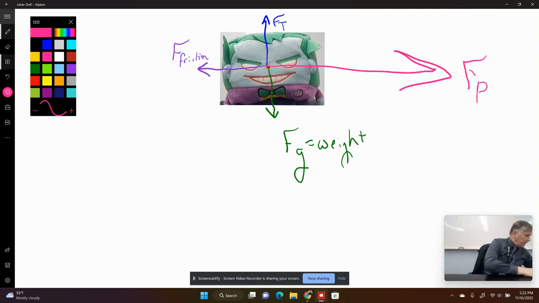What if I didn't? I toss him off the table. What if I push on him, but I let him slow down? So he starts out, he's moving, and then he comes to a stop. Or if I push him and let him come to a stop on his own, then this pink force would just be smaller.